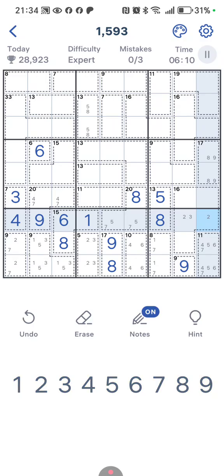So this can't be 4, it's 3. So if this is 1 and 7, this can't be. Well, this has to be 4, doesn't it? And we'll get rid of the 7. That means this is 6 and 4, which means this is 5 and 6.